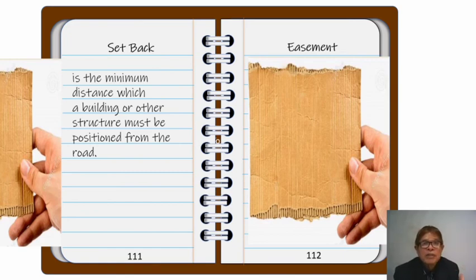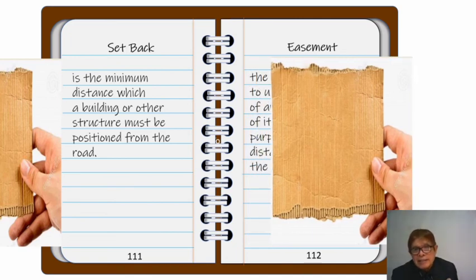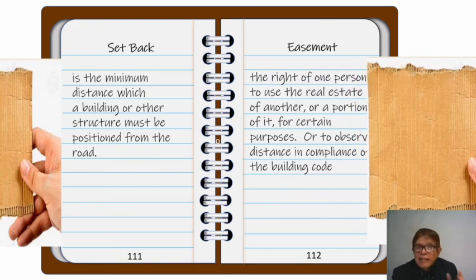The lot after your fence up to the side of the road is your easement. This is the right of one person to use the real estate of another, or a portion of it, for certain purposes, such as to observe distance in compliance of the building code.